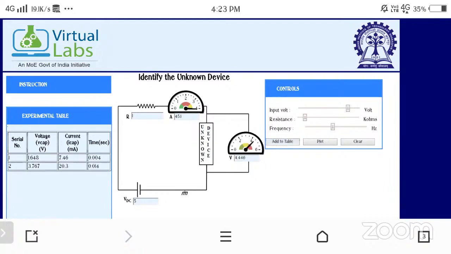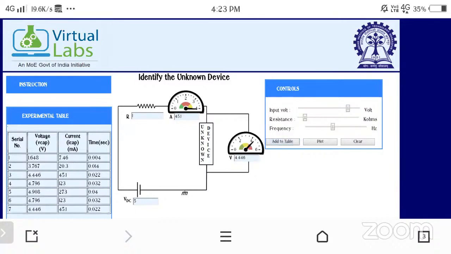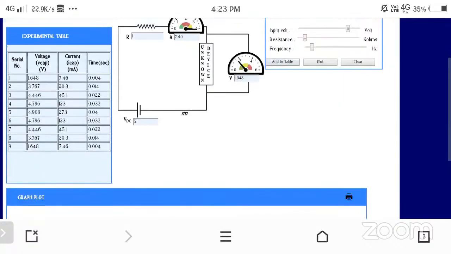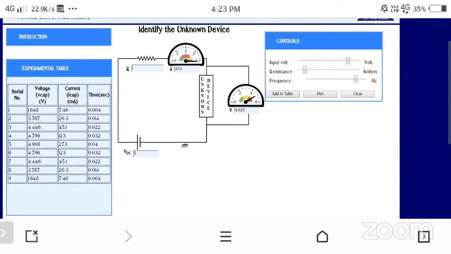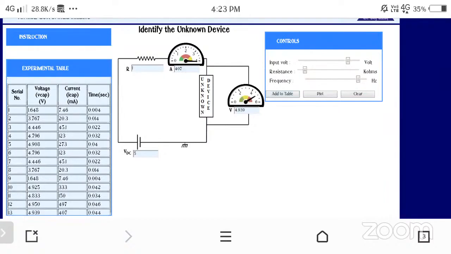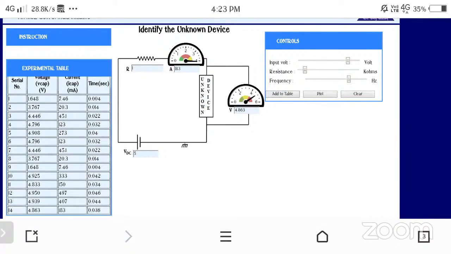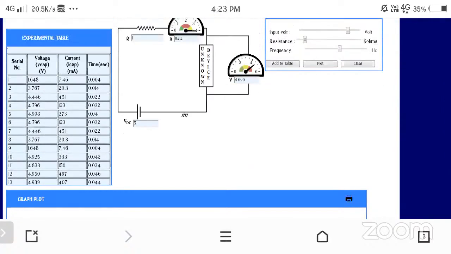We can take up to 15 to 16 readings for approximate calculation. I think this much is enough. Now we will plot the graph.